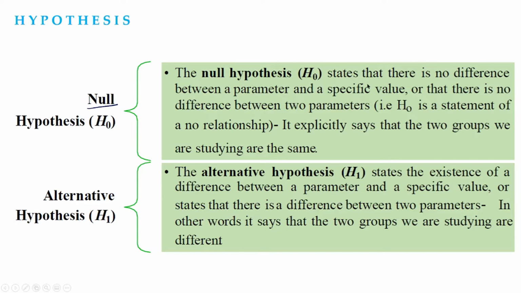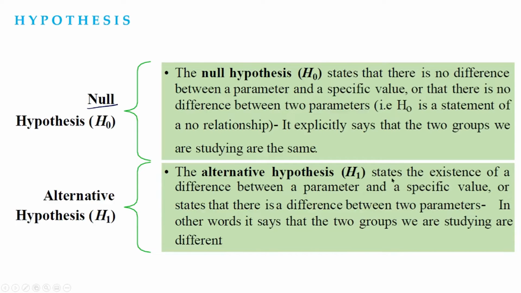Usually it states that there is no difference between a parameter and a specific value. In my previous video I explained what is parameter and what is statistic. All those characteristics which pertain to the population are parameters, and all those characteristics which pertain to a sample are called statistics. So the null hypothesis states that there is no difference between a parameter and some given value, or there is no difference between two different population parameters. It explicitly says that the two groups we are studying are the same. Now the alternative hypothesis is just the opposite of the null hypothesis.